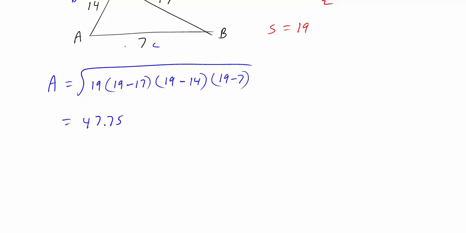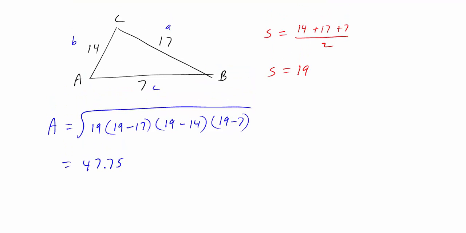47.75. Now we didn't have any dimensions here, so let me go back, and if we were to make this say 14 inches, 17 inches, and 7 inches, then we would end up with 47.75 inches squared, or square inches, because remember, when you're finding the area, you're always going to have a square unit.